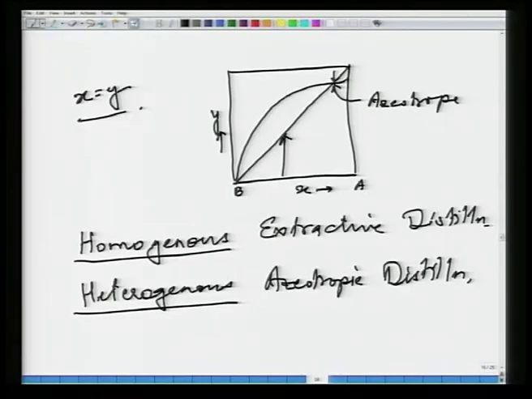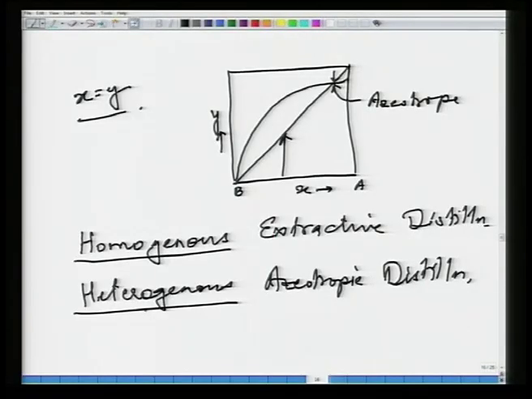So in heterogeneous azeotropic distillation, by adding an entrainer or a solvent, what you are essentially doing is causing a phase split. The liquid separates into two phases, water rich and organic rich, and because of this phase separation you actually cross the azeotropic composition. That's the idea behind heterogeneous azeotropic distillation.